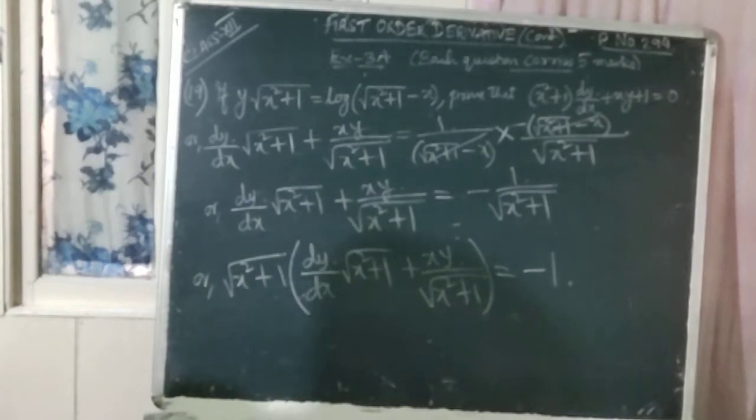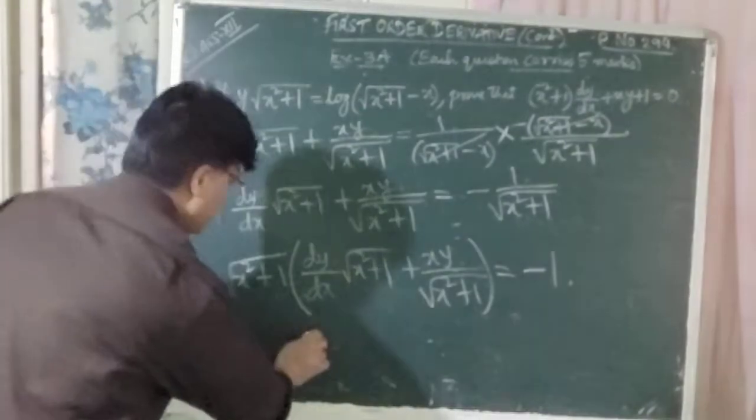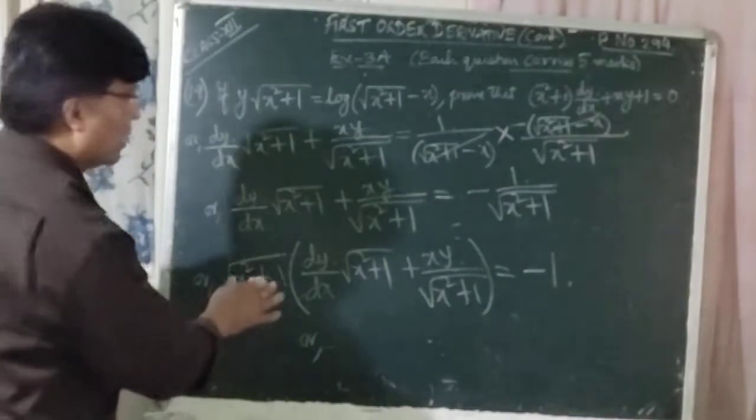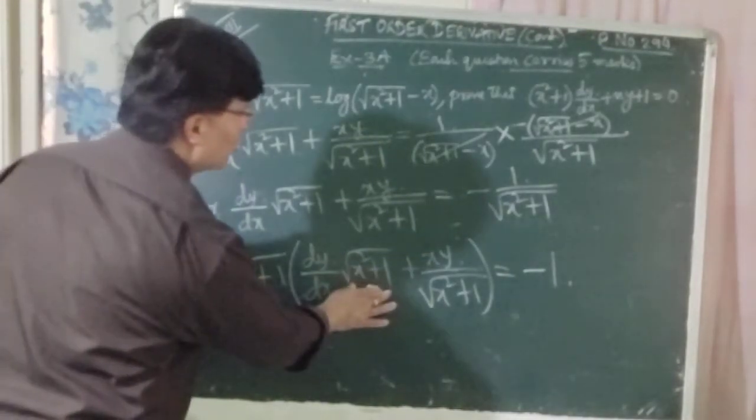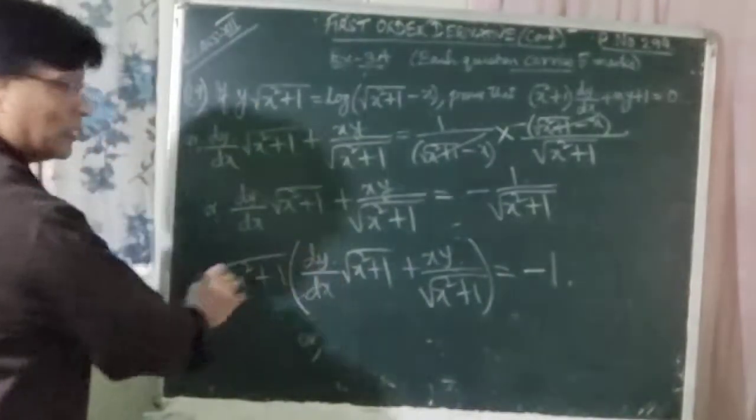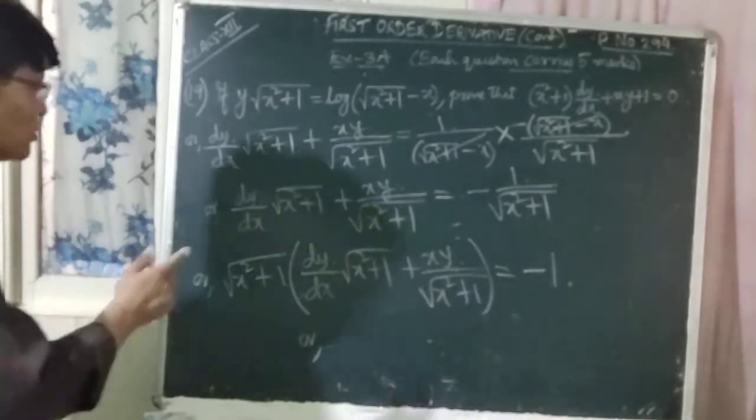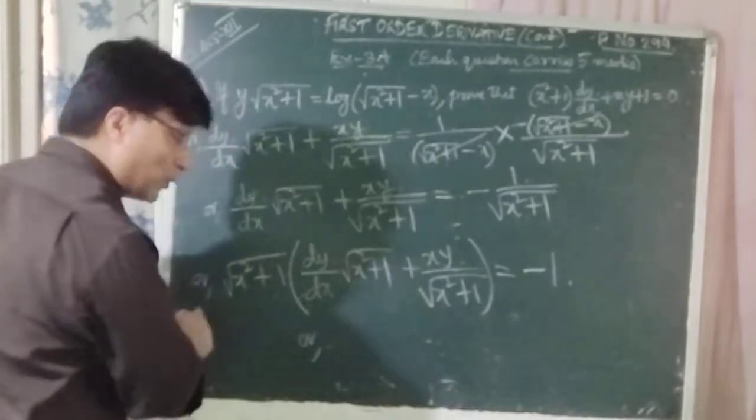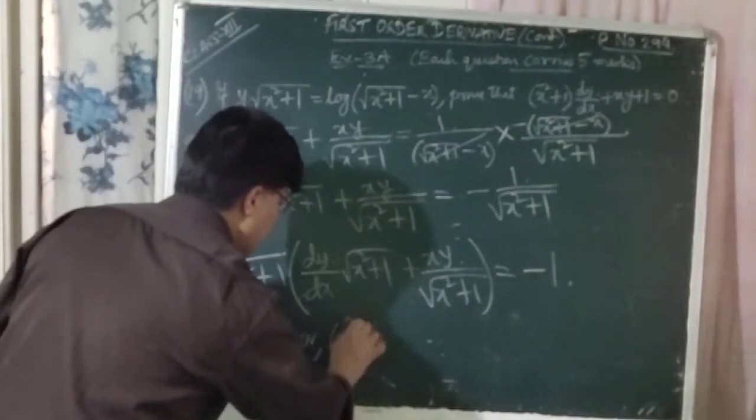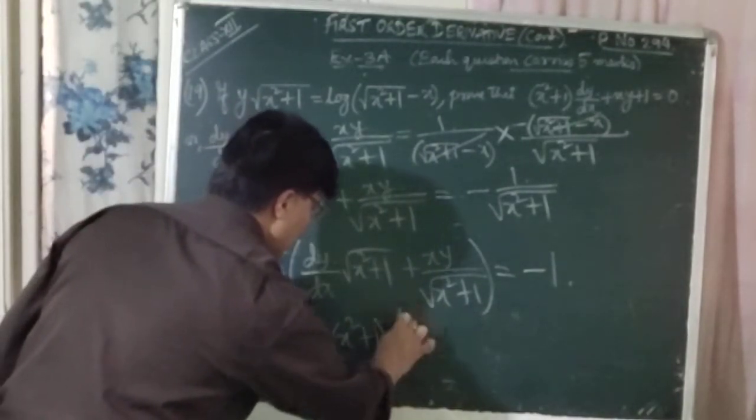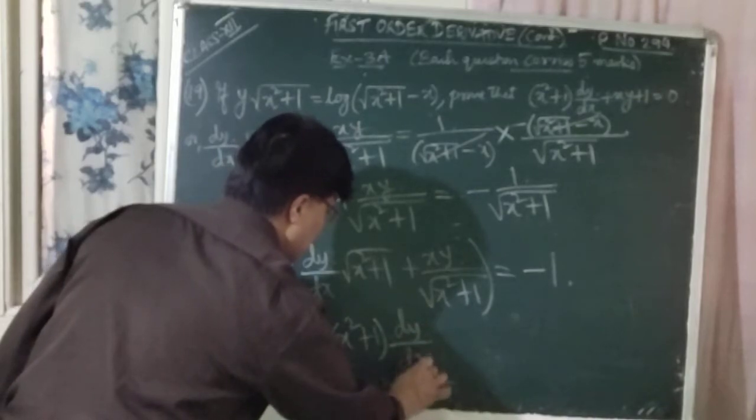So is that clear to all of you? So now you can multiply them, root over x square plus 1 into root over x square plus 1. What is it? Square root of a into square root of a is a. Here also the square root will be removed. What do we get? x square plus 1 into dy by dx.